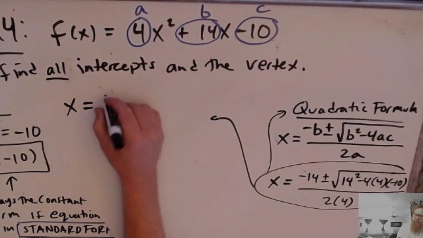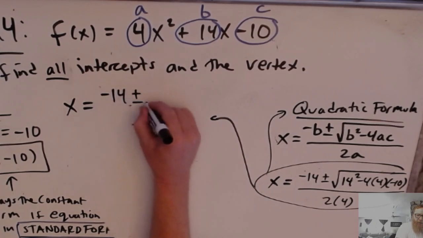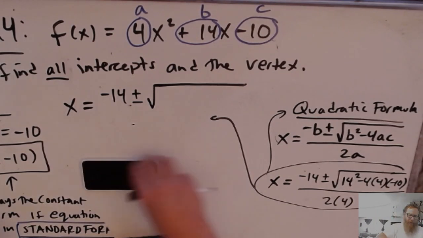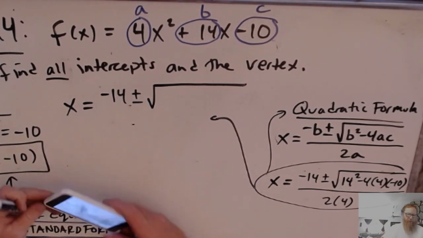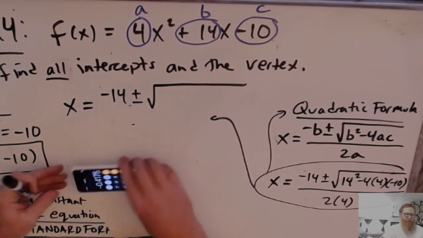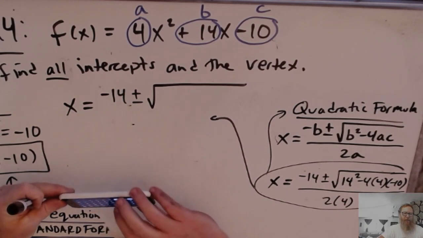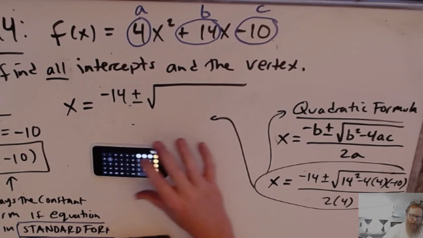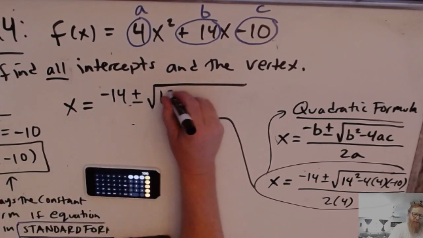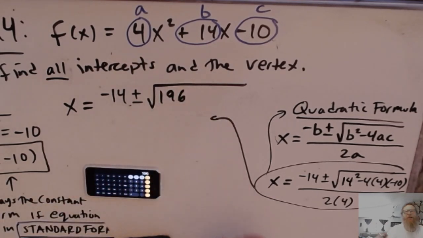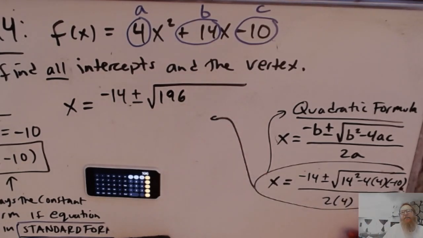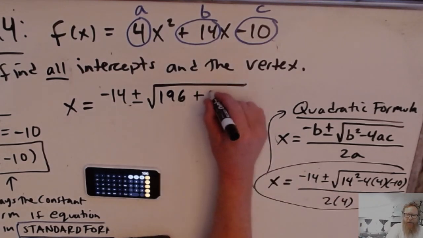So I've got x equals negative 14 plus or minus 14 squared. You probably know that by heart, but if not, you've got your calculator. 14 squared, 196. Is that what you guessed? I always forget that one. Yeah, I know it ends in a 6, but 196, and then you have a negative and another negative, so that's going to be a positive.